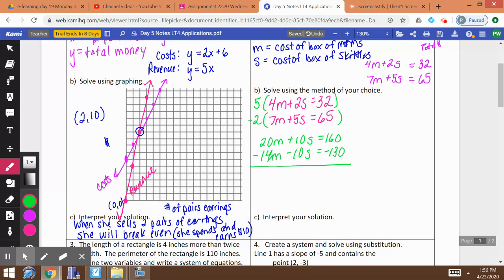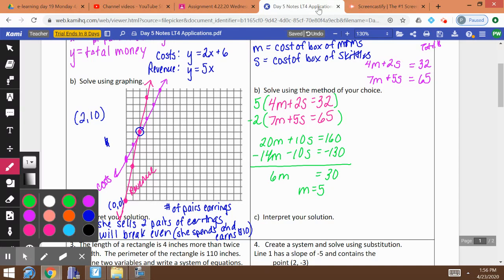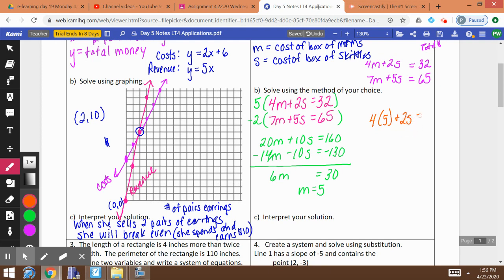So this is a nice review of solving using elimination. Now the s's eliminate. We get 6m is equal to 30, which means m is 5. Now that we have that one answer, I have to substitute that back in to find my other answer. Again, you can choose either of those equations, whichever one you want. I picked the first one just because the numbers are a little smaller. So 4 times 5 plus 2s is 32. Subtract the 20, and we get s is equal to 6.